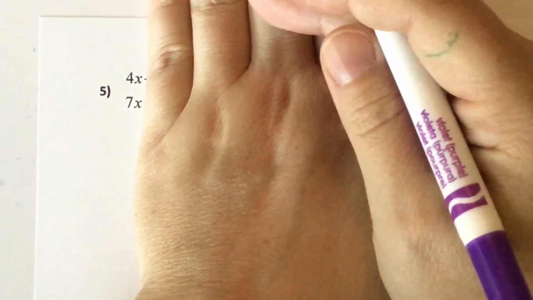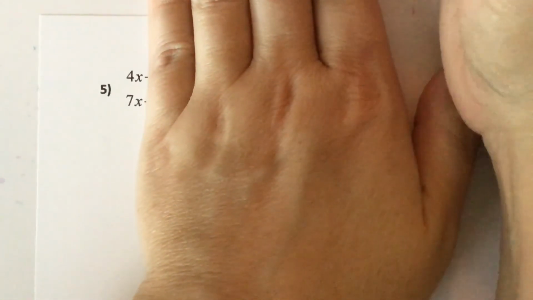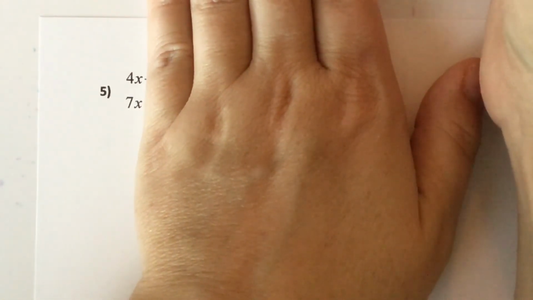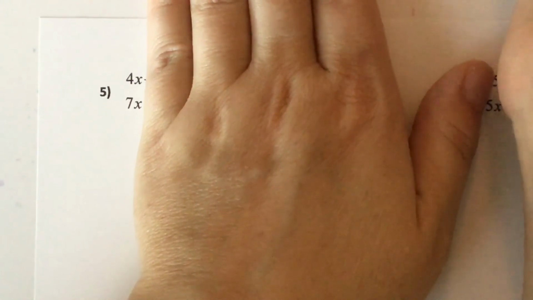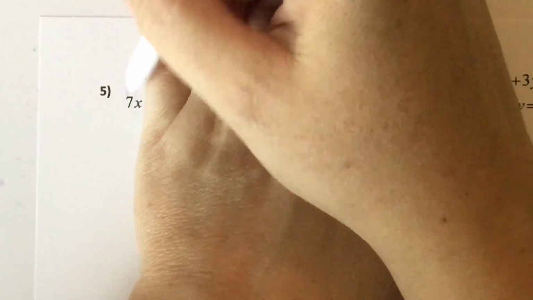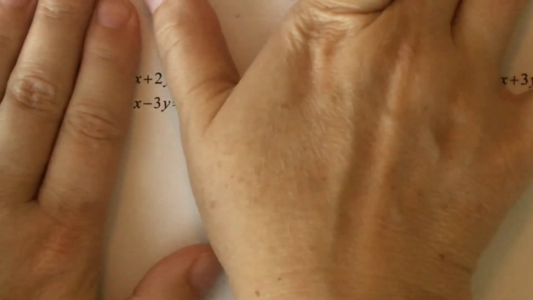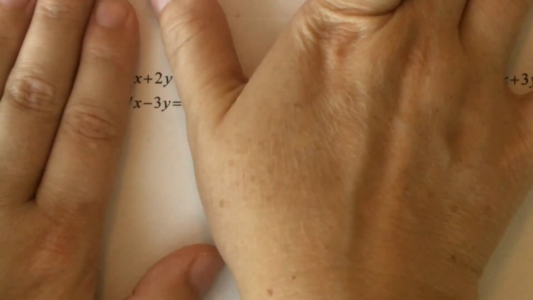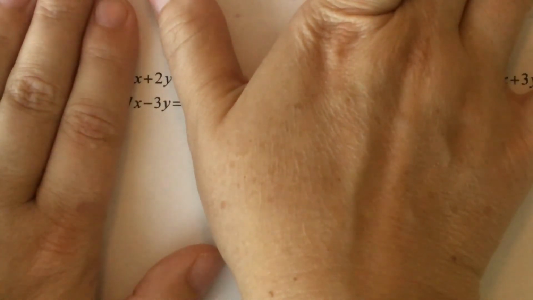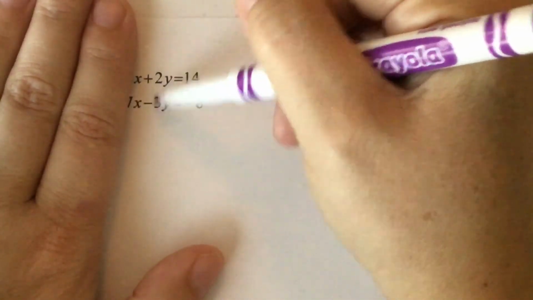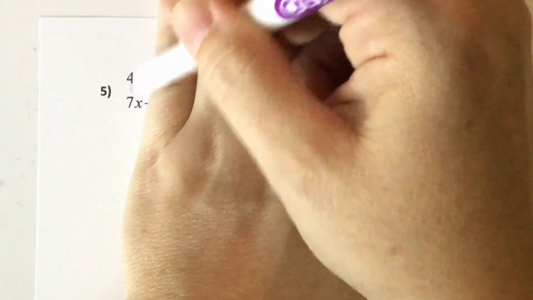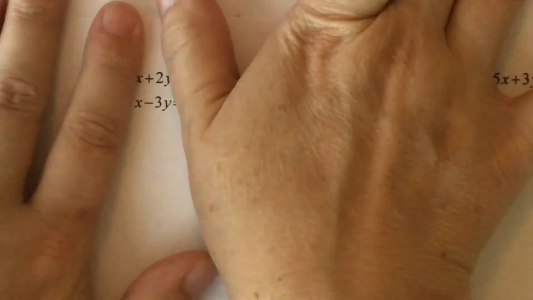So if I wanted to make the x's the same, I'd have to figure out the smallest number 4 and 7 can go into. And I know it's 28. So I can make these 28s if I want. Or I ask myself, what's the smallest thing 2 and 3 can go into? And that's a 6. So I could turn these into 6s if I want. So you just need to pick. Do you want to make these x's 28s or do you want to make the y's 6s?